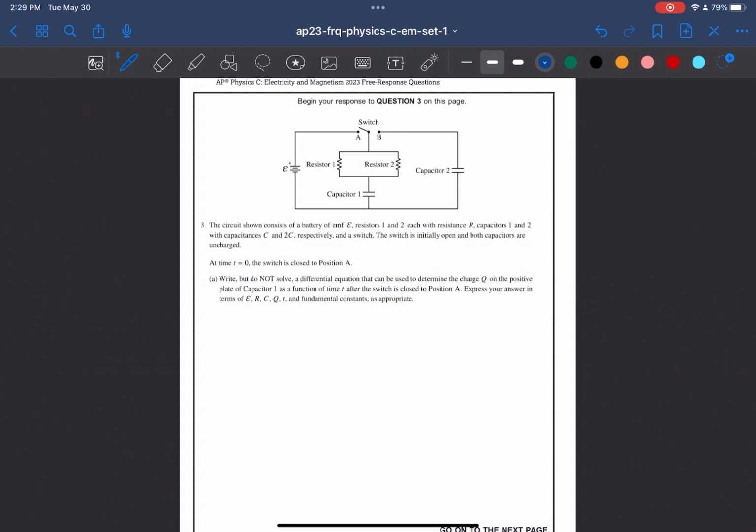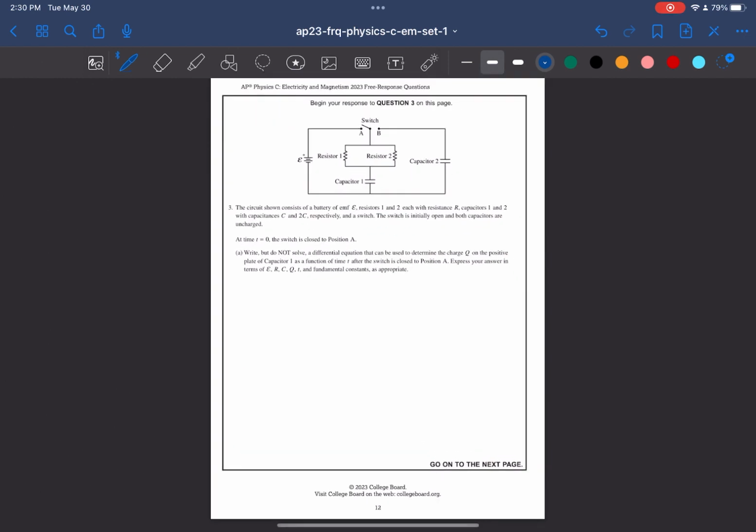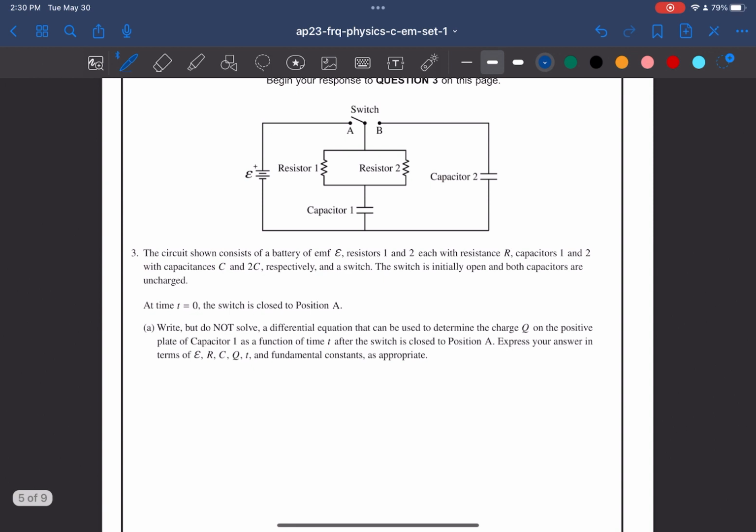Hello everyone, my name is James, and today I will be going over question 3A from the 2023 Set 1 of the AP Physics C Electricity and Magnetism exam. So, first, of course, we are going to need to read question 3.